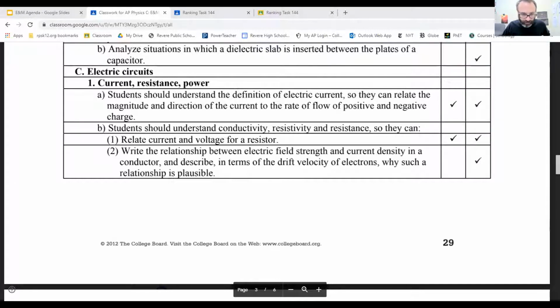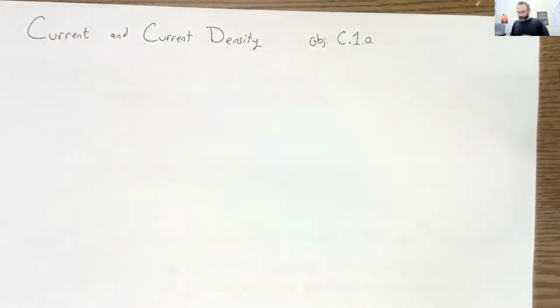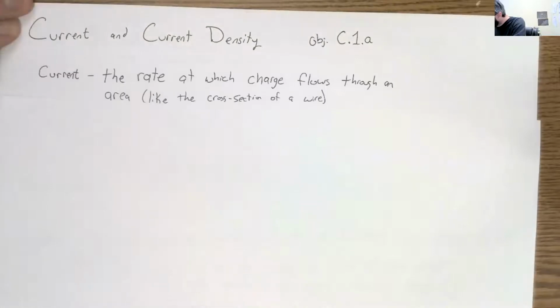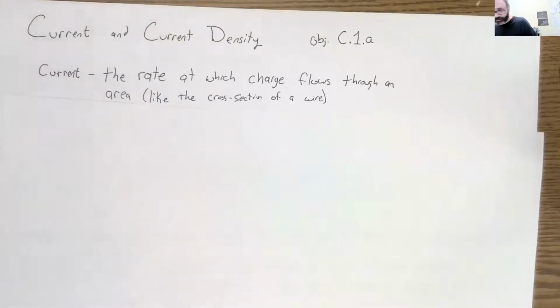So what is electric current? All right, so just first a definition. Current is just the rate at which charge flows through an area. And usually the area we're talking about is the cross section of a wire. So if you pick a point along the wire, what's the rate that charge flows past that point? That's electric current, moving charge.